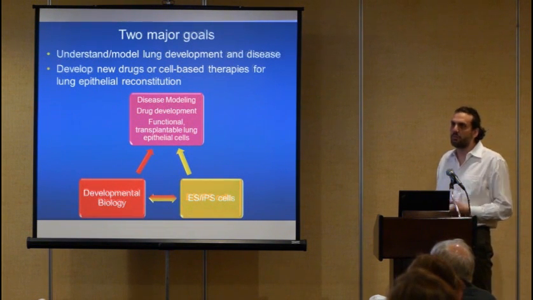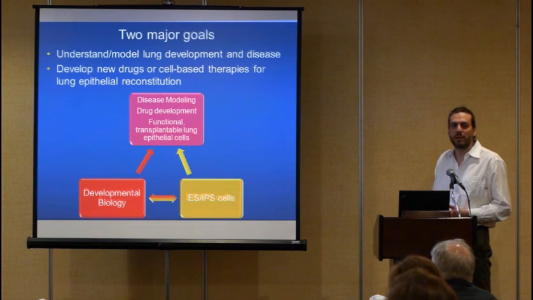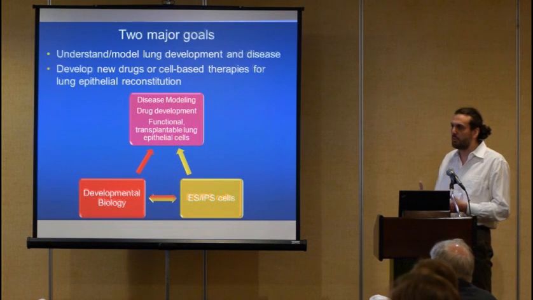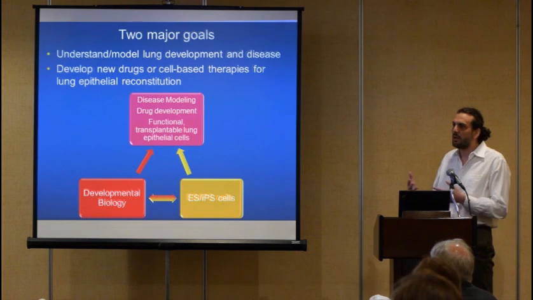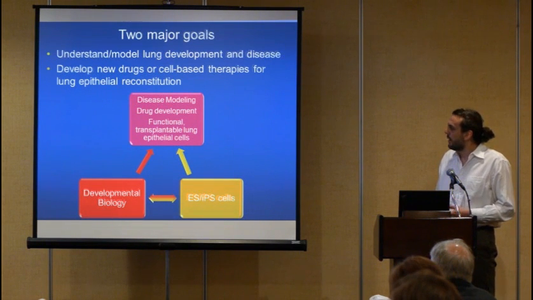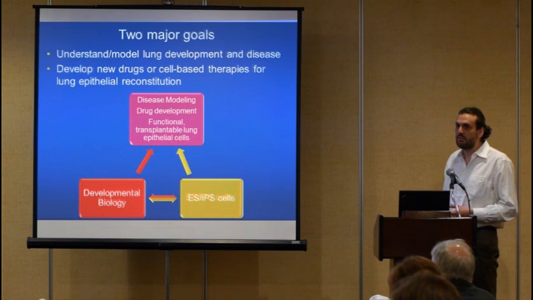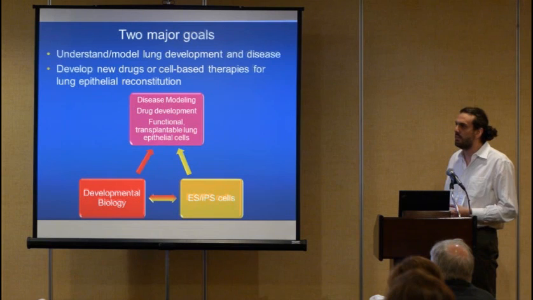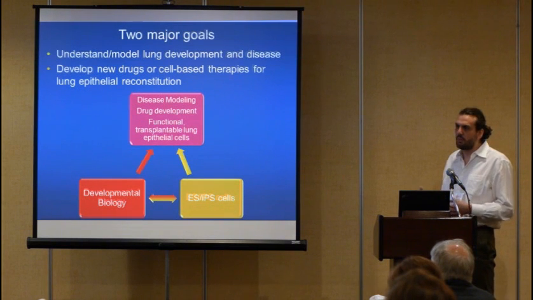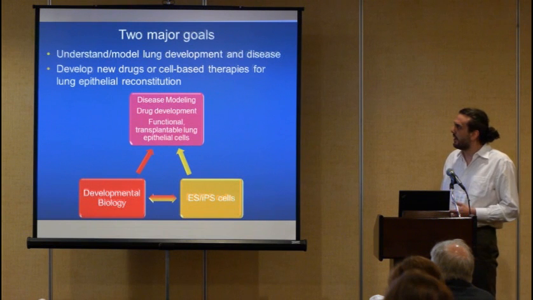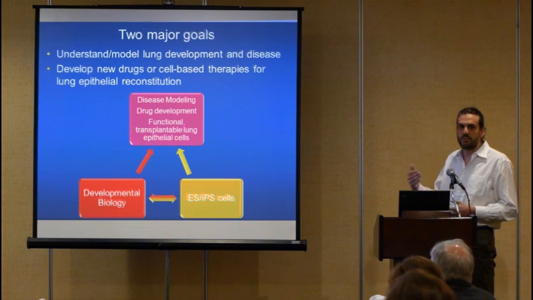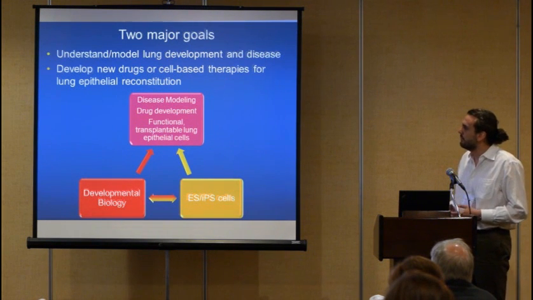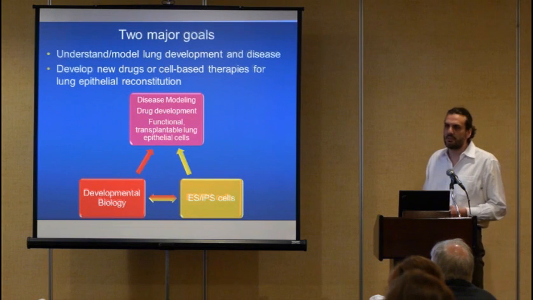So we want to get information from developmental biology, which is simply the study of how organisms develop, for example, from the moment that we have the fertilized egg to the moment we have a newborn. And also using in vitro systems, embryonic stem cells and induced pluripotent stem cells. In the next couple of slides, I will explain what these systems are. These studies can inform each other and hopefully derive information that will help us with disease modeling in vitro, drug development, and eventually derive functional and transplantable lung epithelial cells.